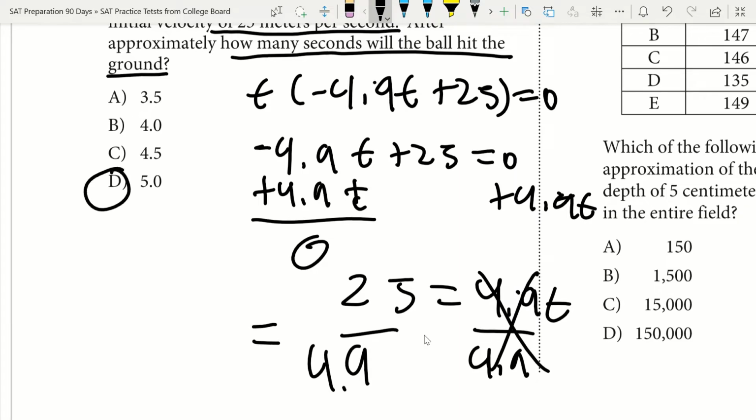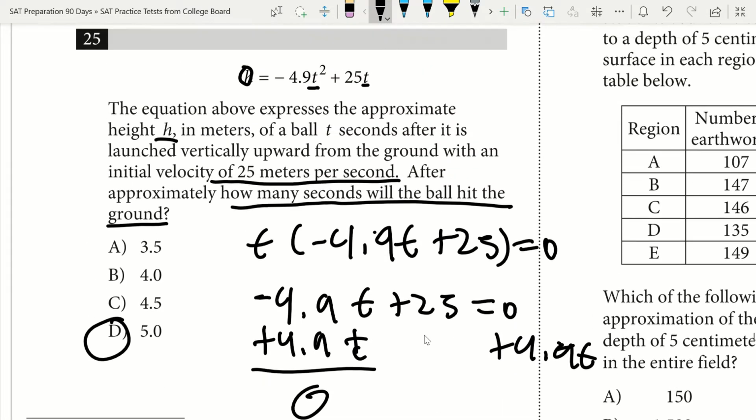Which we know is going to be about 5. So our answer there is going to be D, because that's going to be approximately 5, right? So I'll do my approximately sign for that equal sign. It's going to be approximately 5. So the answer there is going to be D for number 25.